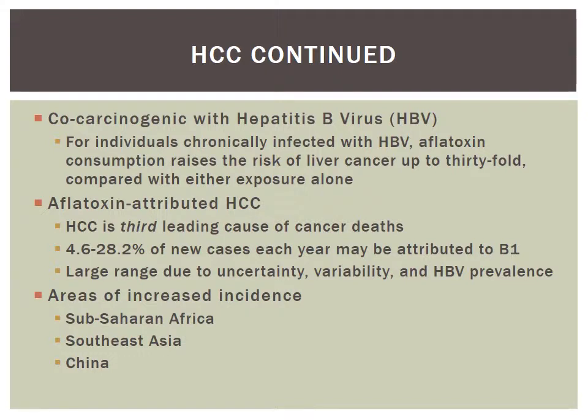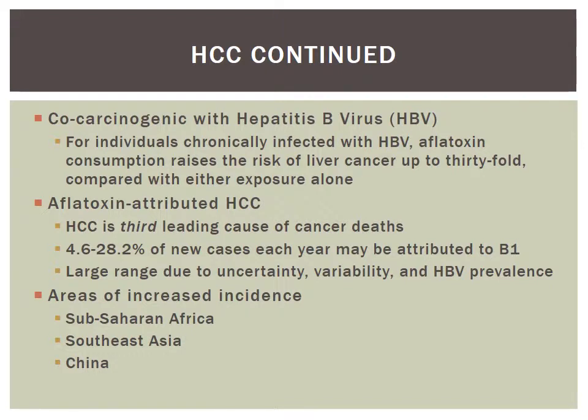Aflatoxin B1 has been demonstrated to be highly co-carcinogenic with the hepatitis B virus, or HBV. For individuals chronically infected with HBV, aflatoxin consumption raises the risk of liver cancer up to 30 times compared with either exposure alone. Currently, HCC is the third leading cause of cancer deaths around the world. 4.6 to 28.2% of those new cases each year may potentially be attributed to aflatoxin B1 exposure. This large range is due to uncertainty and variability in cancer potency factors, as well as a high incidence of HBV in areas where aflatoxin B1 exposure is also high.